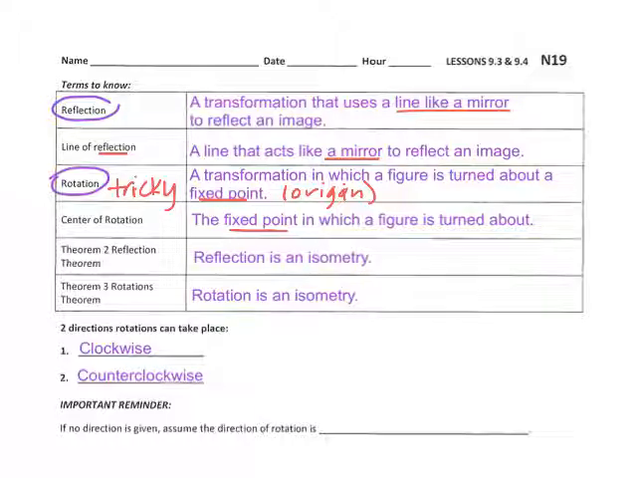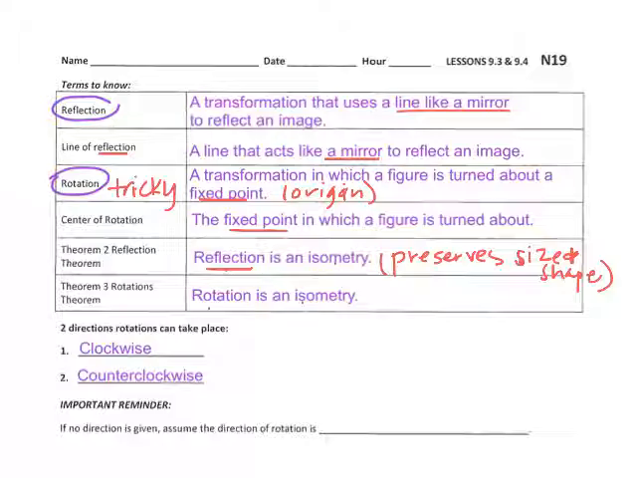Theorem 2, reflection theorem, just states that reflection is an isometry. I just want to remind you that this preserves size and shape. So the size and the shape of the figure does not change in an isometry. So reflection is isometry, rotation is isometry, so no size or shape should be changed. The figure should remain the same figure, just moved to a new spot on the coordinate plane.